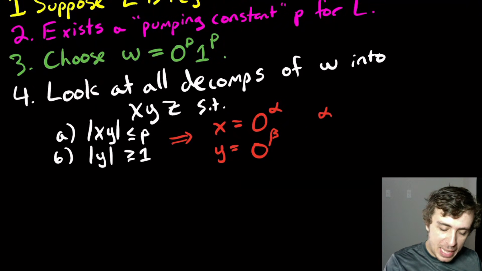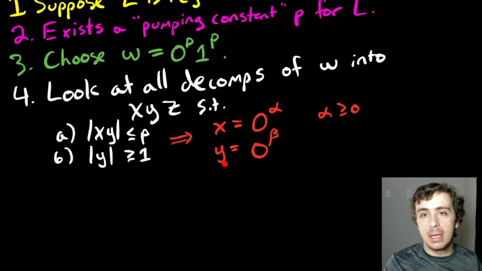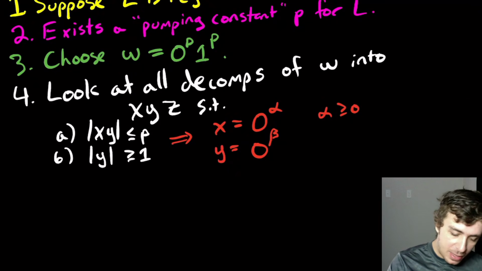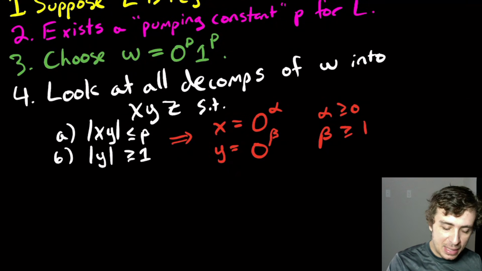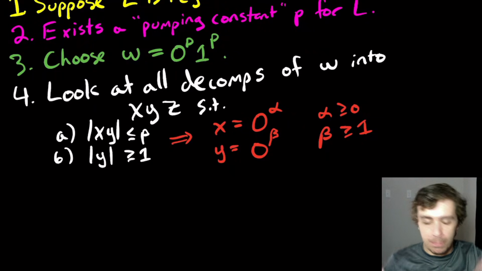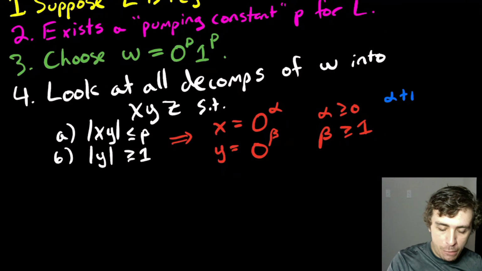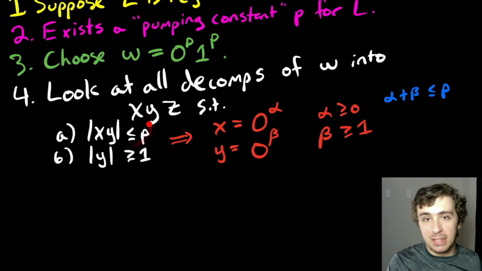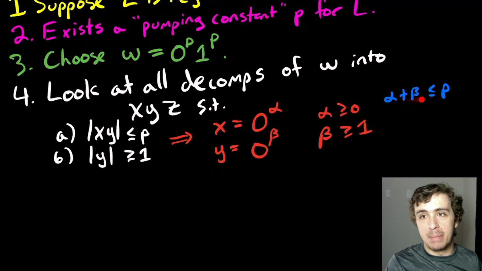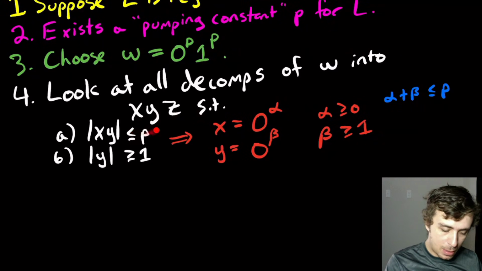So what we know is that alpha is at least 0 because X itself could be the empty string. Well, we know that Y can't be the empty string because of the condition in the pumping lemma. So beta is at least 1. That's all we know. And technically we do know, although we're not going to use it, that alpha plus beta is at most P, because the length of x, y together is alpha plus beta, which is at most P, according to this.